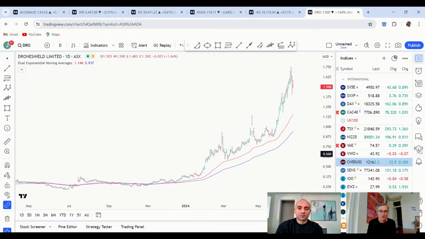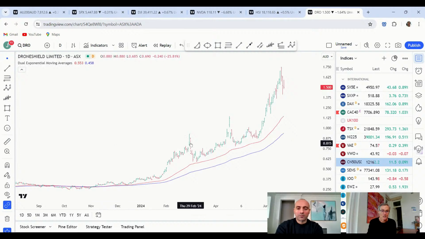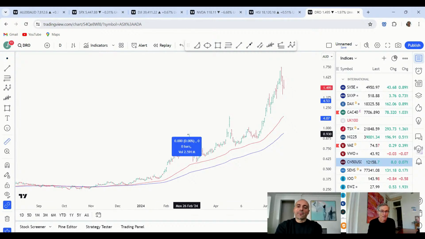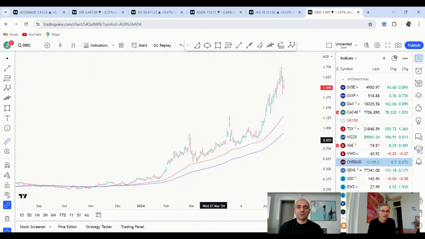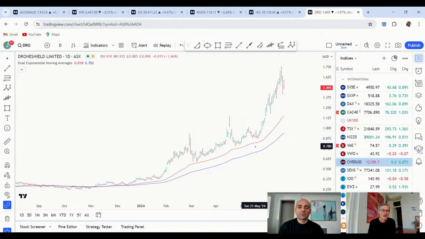I don't think it's an asymmetric entry, but I'm happy to let a winning position run, use that wide trailing stop, and with wide trailing stops, look at these pullbacks in DroneShield. They look like non-events when you look at it. After they're passed, in hindsight, they look like, oh, what's the big deal with them? You could easily hold through that. But let's actually measure them out. That's a 37% drop. And this one is a 33% drop.